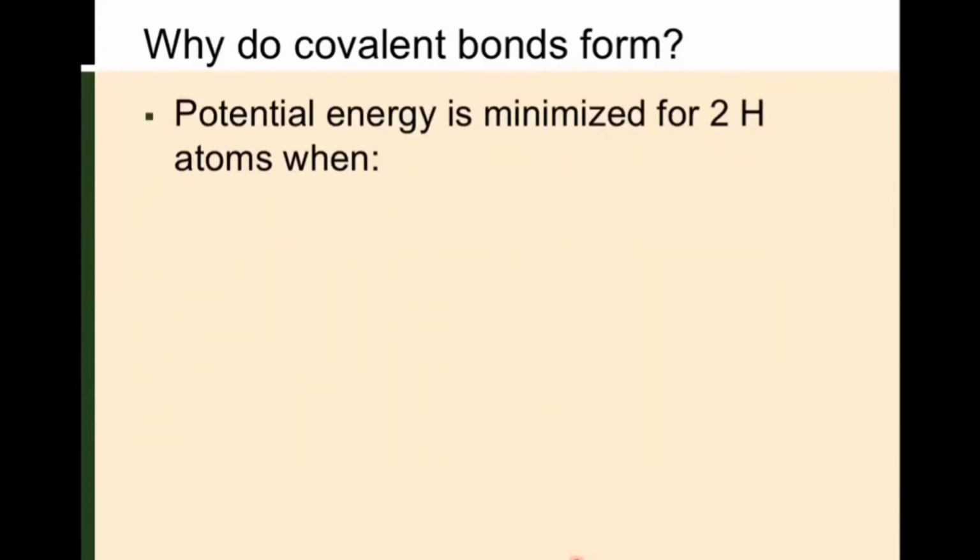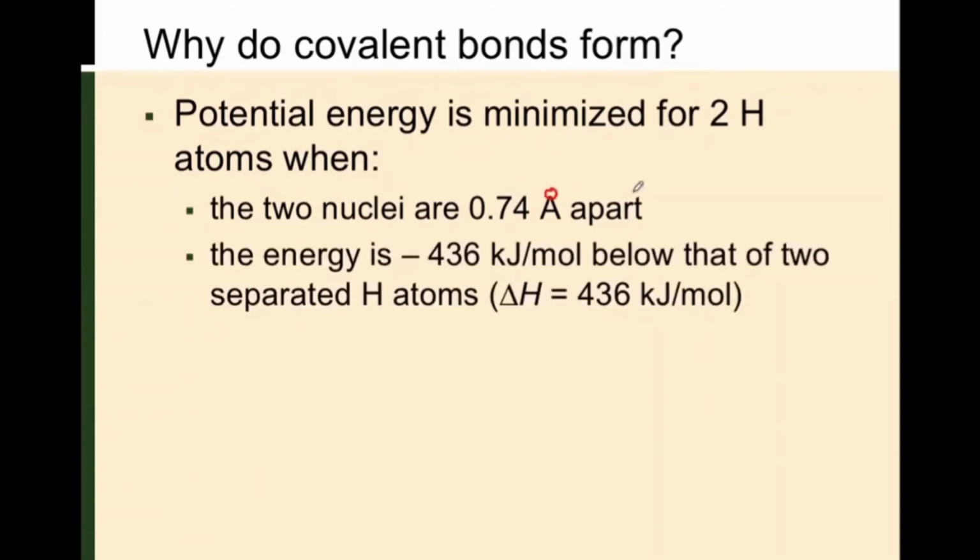So why do covalent bonds form? Potential energy is minimized for 2 hydrogen atoms when the nuclei are 0.74 angstroms apart. So that's angstrom. It's got a little circle above it. It's a Swedish letter, I think. Angstroms are typically used to describe bond lengths. So the energy of the H2 molecule is minus 436 kilojoules per mole, below that of 2 separated hydrogen atoms, which means that that much energy is released whenever you form a bond, and the release of that energy obviously stabilizes the system.